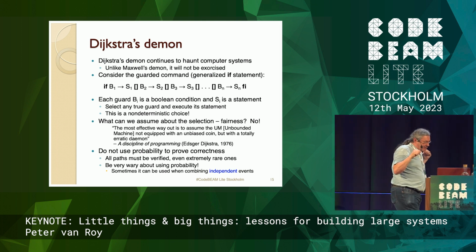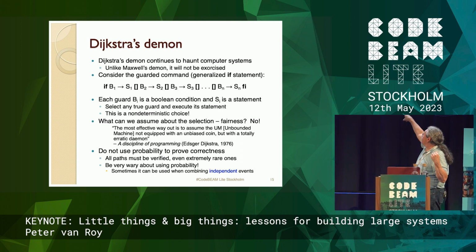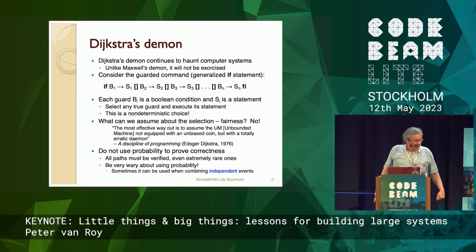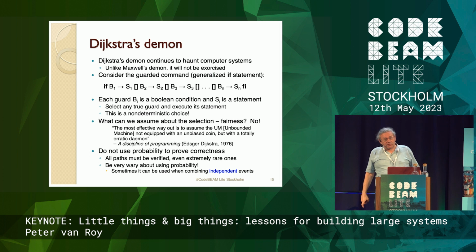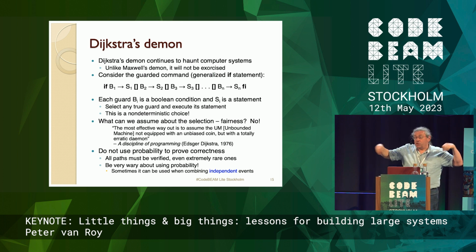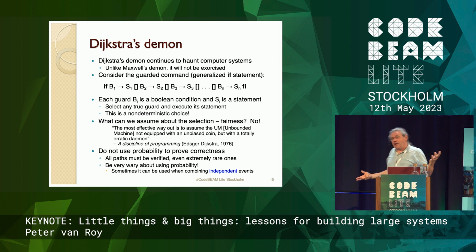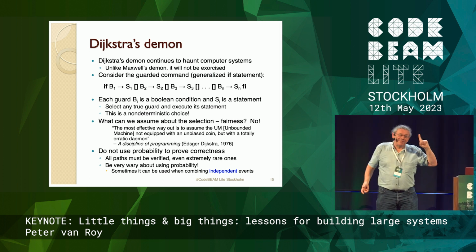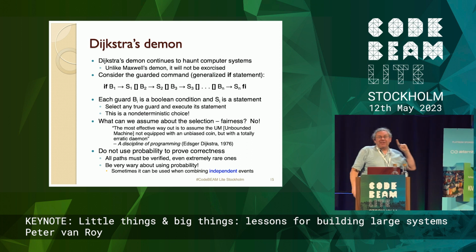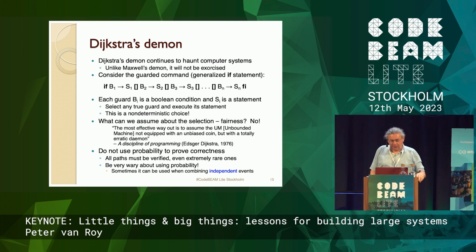Okay, so he talked about the demon. This was in 1976. The PDF of this book is on the net. Really nice. Don't use probability. Fairness is probability, basically. But you have to verify all paths. And Dijkstra's demon will find the path that will kill you if you have not looked at all paths, okay? So be very wary about probability. Sometimes you can use it, but only when combining independent events. But most of the time you cannot use it.